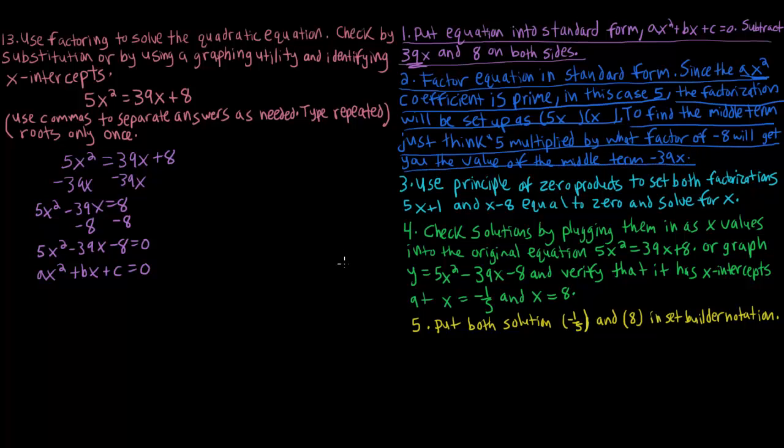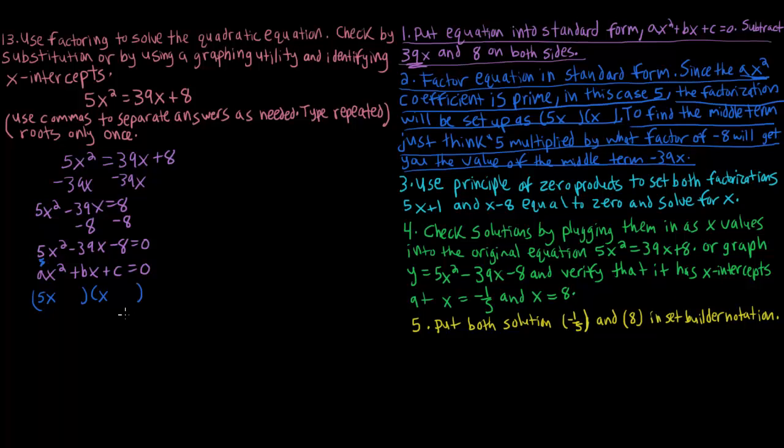So to begin with, our ax squared term right here, 5x squared, because the coefficient 5 of that ax squared term is a prime number, then our factorization will be that prime number, 5x, just times x. Because 5x can only be times 1, x is basically the same as 1x because 5 is a prime number. You can't multiply it by any other number.